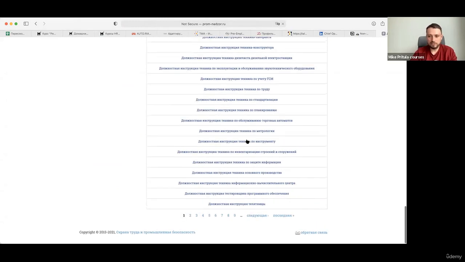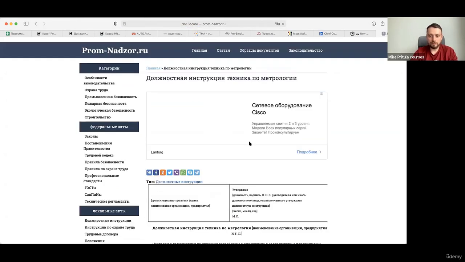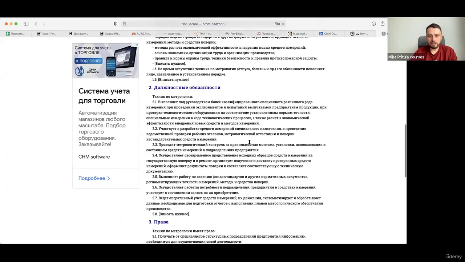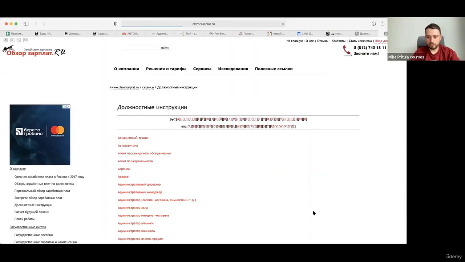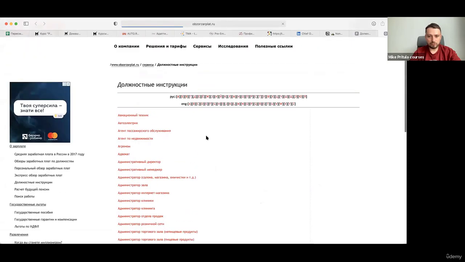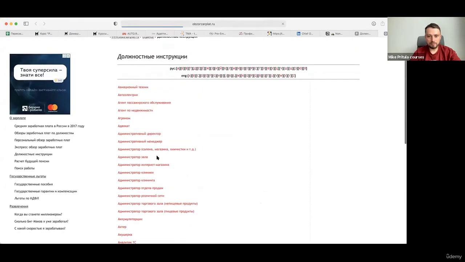What does it look like inside? Well, let's open one up. There's a general section, job duties, rights, and responsibilities, and you can download it. It's a pretty good resource, and I like the second resource too, and here it opened. There's quite a lot here. I mean, there are about 40 of these just for the letter A.